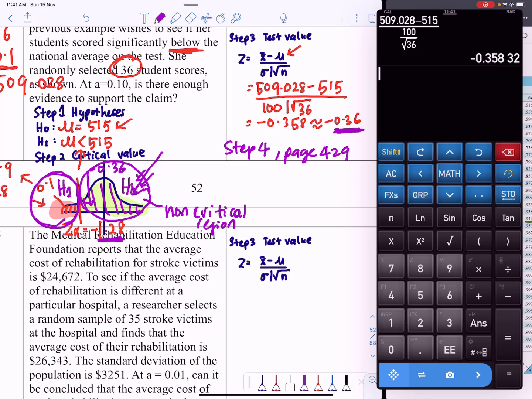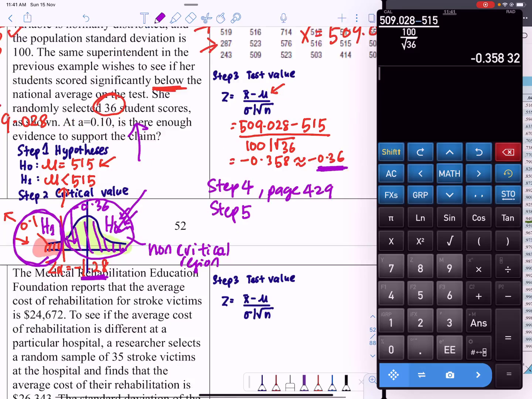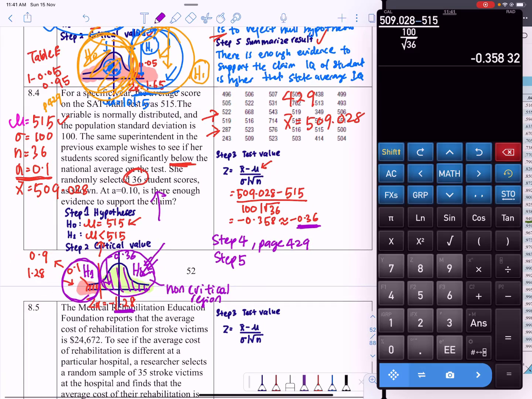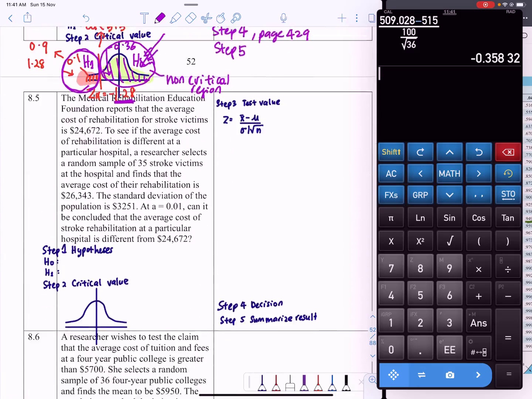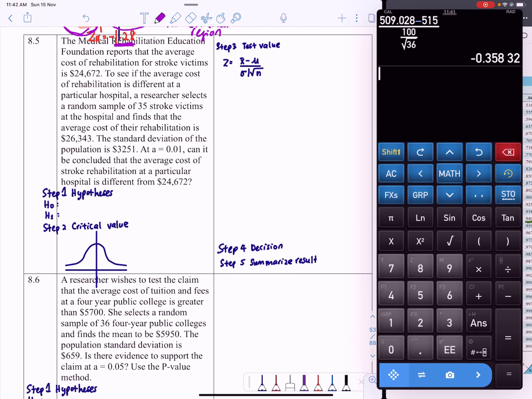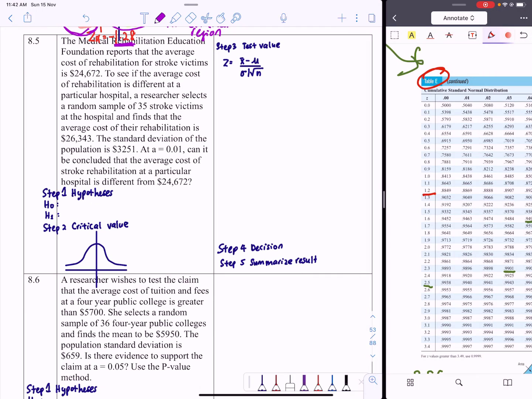Okay, and then you need to have step 5. Explain based on the information given. You need to summarize the result. That is how you do 8.4. Now we move to 8.5. Okay, 8.5.